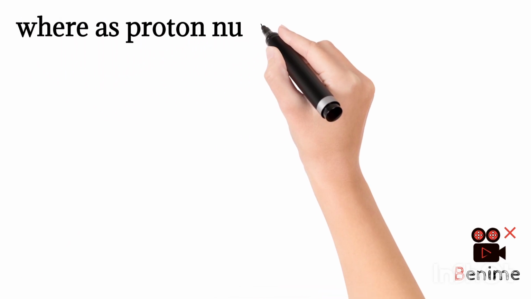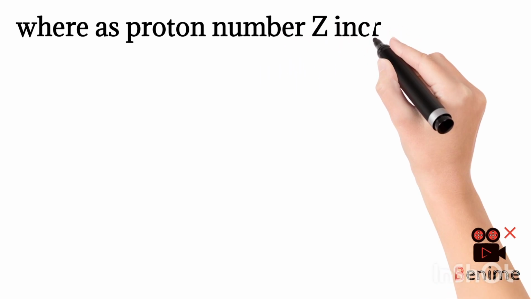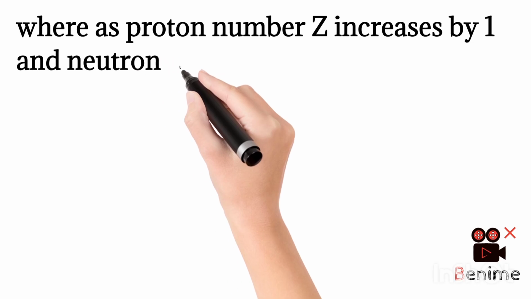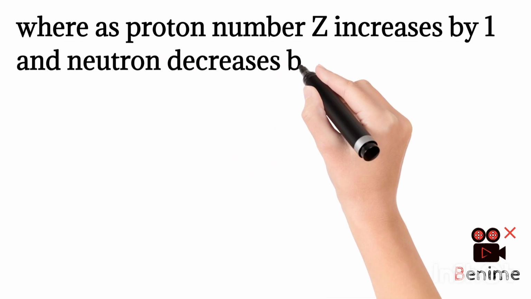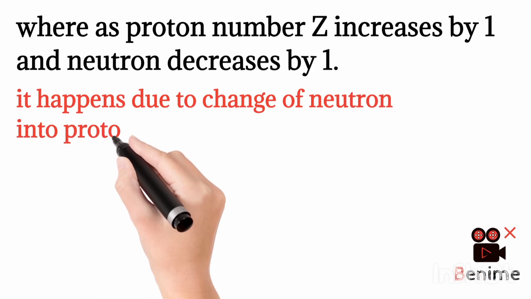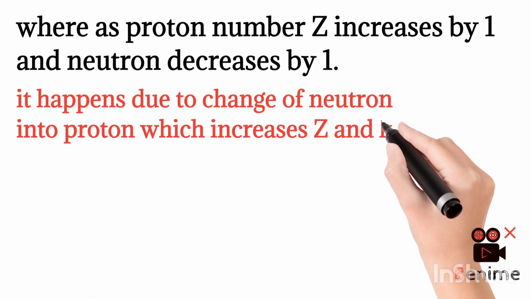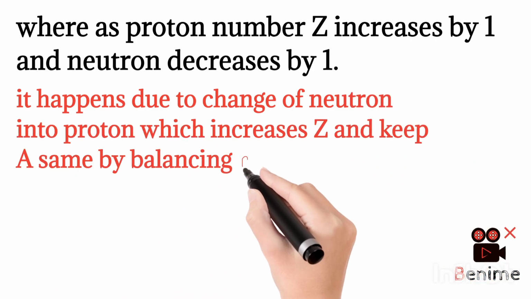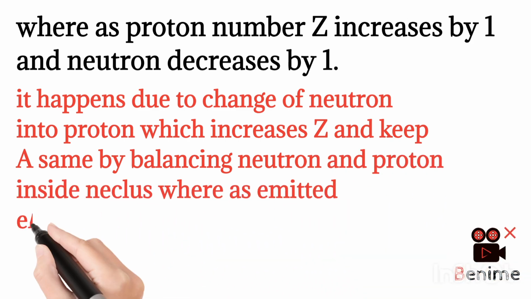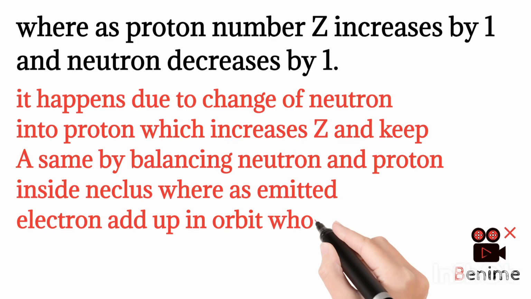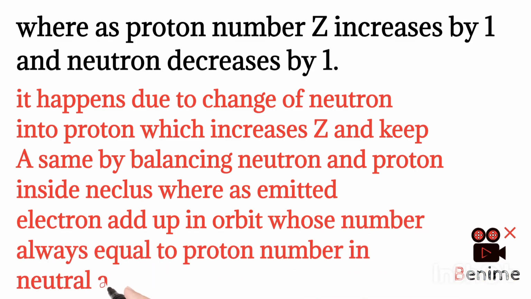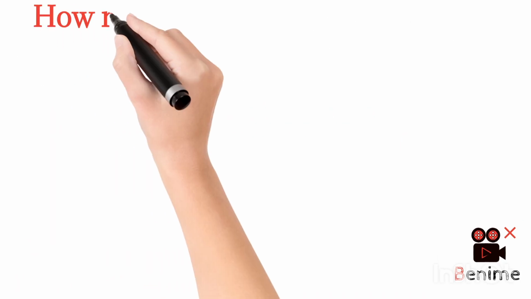This happens because the change of a neutron into a proton only interchanges their individual numbers inside the nucleus. But the overall mass number, which is the sum of both, remains the same, but this alters the proton number, whose respective electron number should be equal to the proton number in an atom. To balance this, the electron emitted from the nucleus will add up in orbit around it.